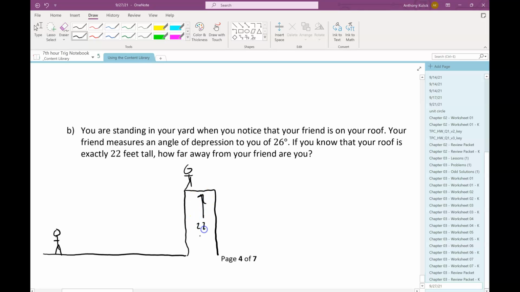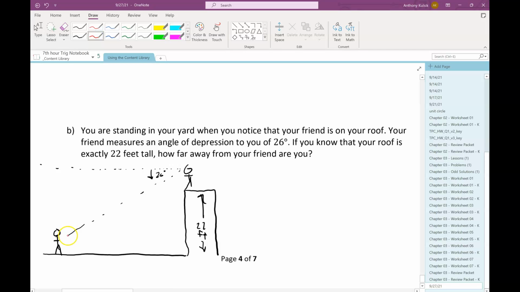I know this house is 22 feet tall. Now it says an angle of depression of 26 degrees. So when we talk about angles of depression or angles of elevation, it's always talking about from that person's line of sight. So we're talking about the friend that's on the roof. So their line of sight, if they're looking straight ahead, is here, parallel to the ground. And they're going to be looking down 26 degrees. Cool with that?